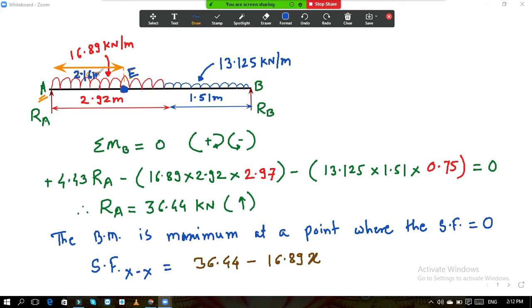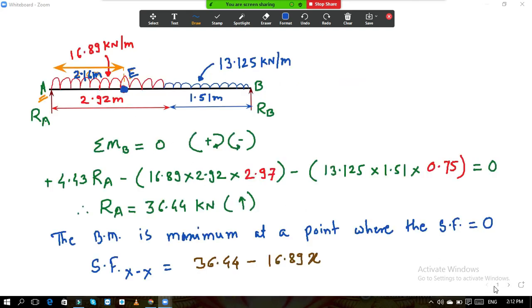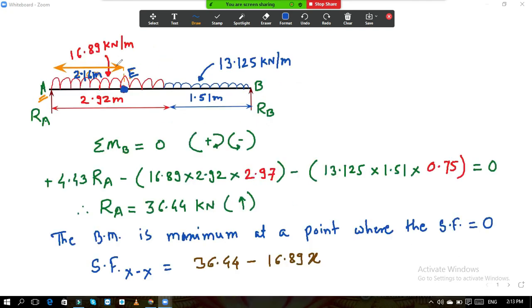Just now we have calculated 2.16 meter. So the moment of RA is moving upward. What was the value of RA? RA is 36.44. So it is 36.44 into 2.16. This is moving up, so plus. The next term will be minus because UDL is there and it is moving down.